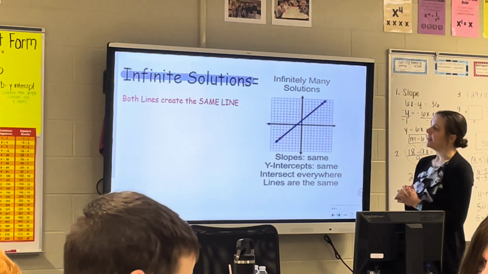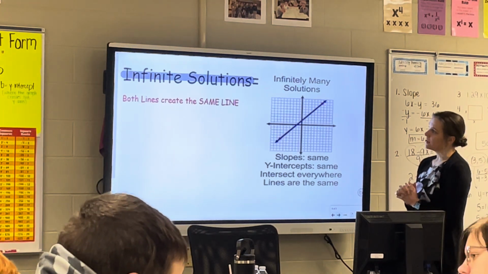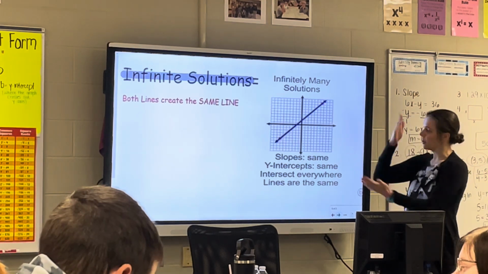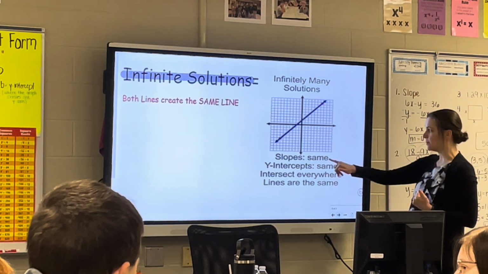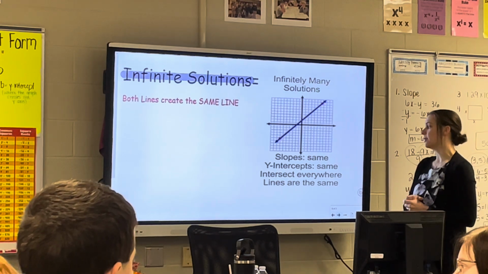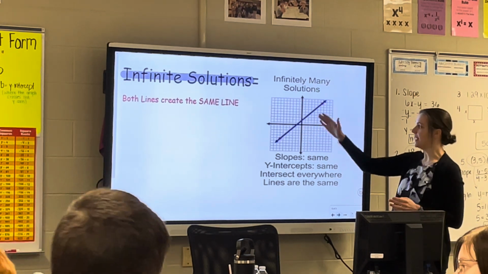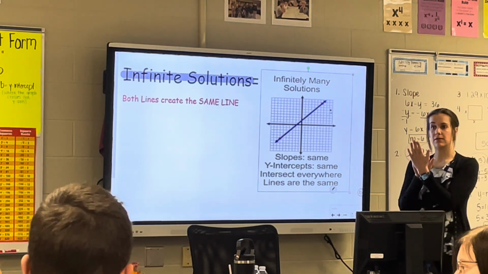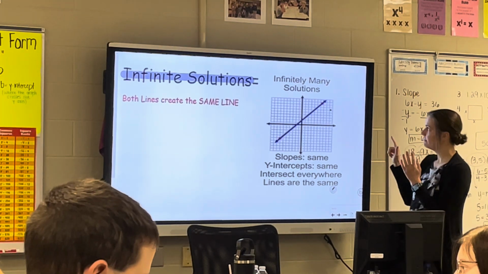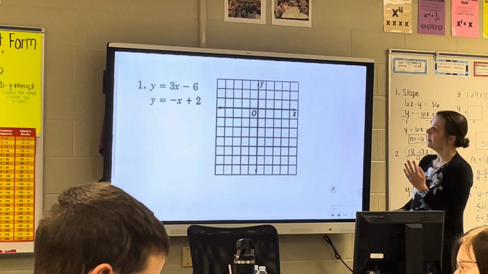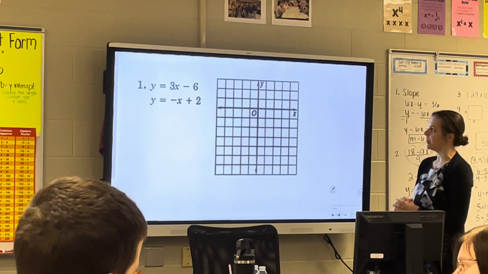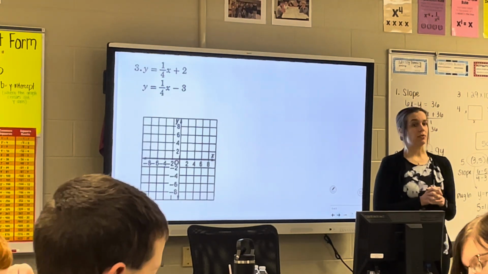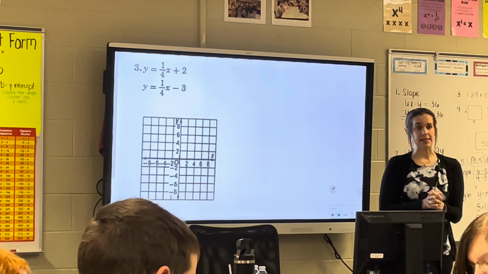The last one is infinite solutions. Both lines create the same line. In other words, they are the same. They're on top of each other, which means the slopes are the same, the y-intercepts are the same. They are intersecting infinitely. In other words, they are touching in infinite points. Okay? So that's the three of them. And then here are some of them that we will eventually graph. We're not going to do graphing today, though. We're just going to be looking at the basics.